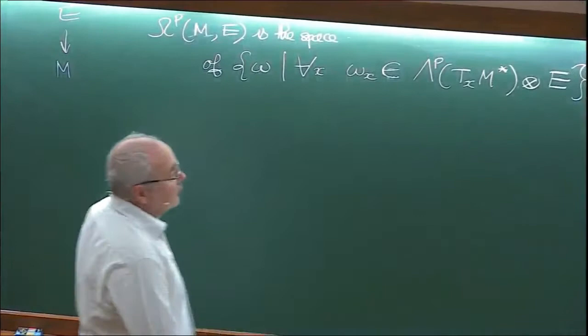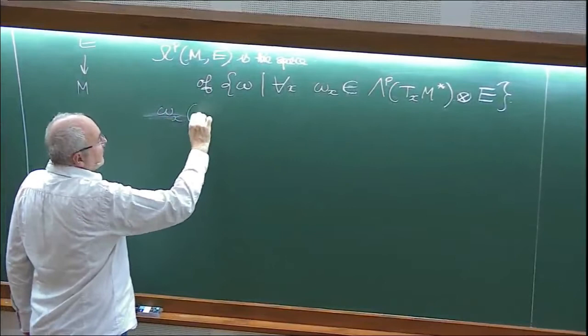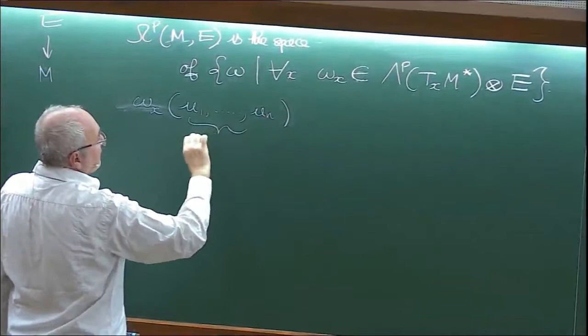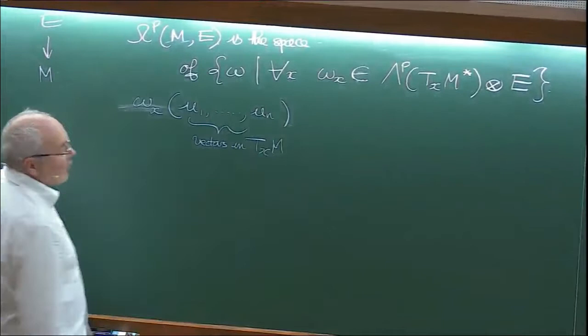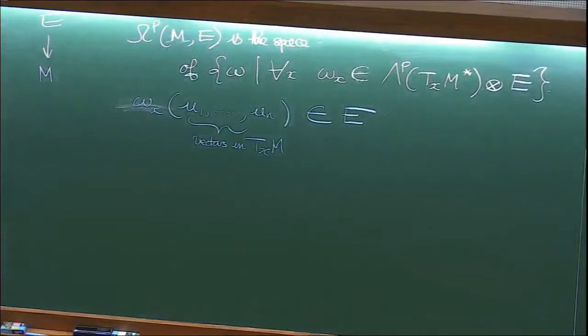It just means that what omega does, omega at the point x, it takes vectors in T_x M. And when you feed your form with vectors in T_x M, what do you obtain? You just obtain a vector of E. And of course, you require this to be antisymmetric in everything. Okay.